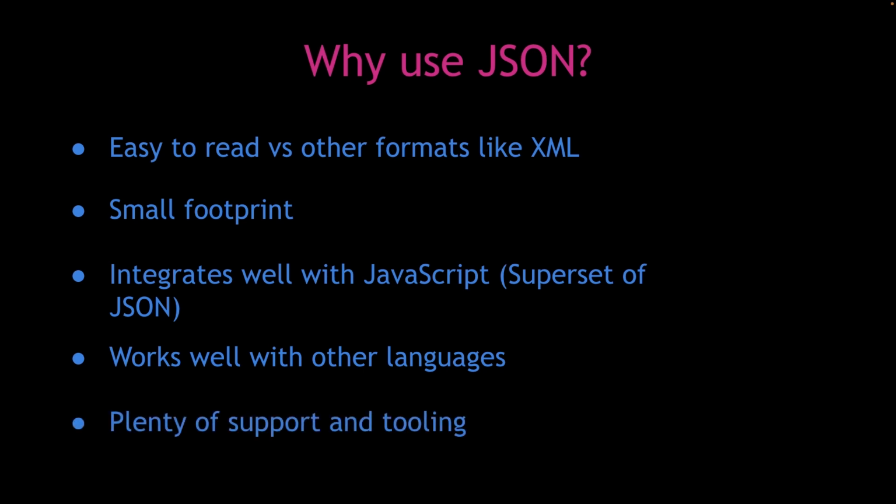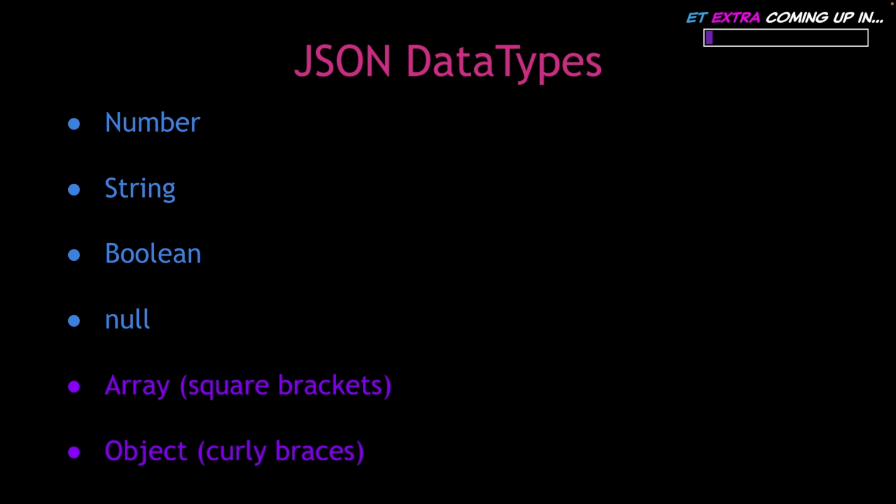And then there's plenty of support and tooling around it. Lots of libraries, plugins, command line tools, documentation, etc. Now, just like Golang has a set of basic data types, JSON has that as well, and that's what you see here. A couple things worth noting.